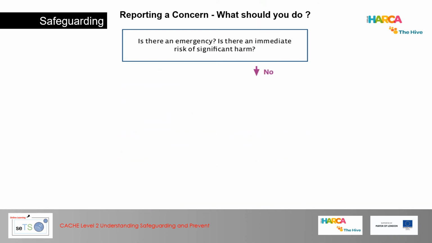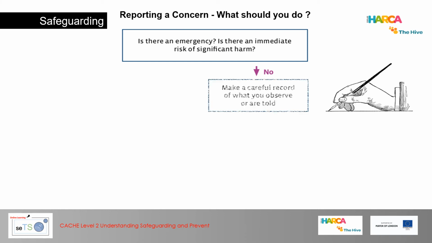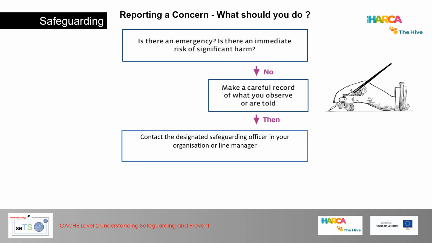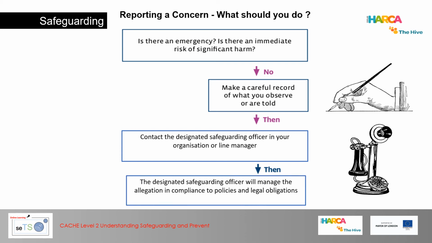If it is not an emergency or there is no immediate risk of significant harm, then you make a careful record of what you observe or what you are told. Then you contact the designated safeguarding officer in your organisation or line manager. And then the designated safeguarding officer will manage the allegation in compliance with policies and legal obligations.